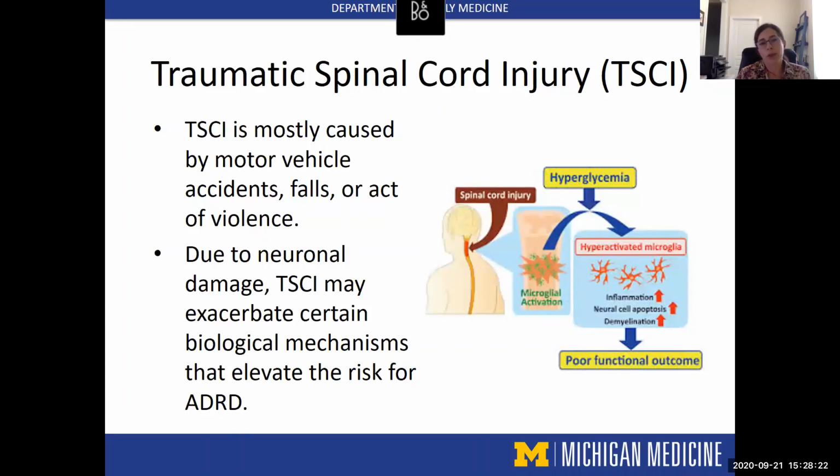Traumatic spinal cord injury, on the other hand, as I mentioned before, can happen at any time, and it's caused by vehicle accidents, falls, or acts of violence. And again, due to that neuronal damage, traumatic spinal cord injury may exacerbate and trigger certain biological mechanisms that increase the risk for cognitive decline and Alzheimer's disease specifically.